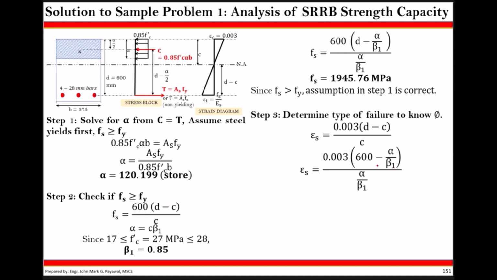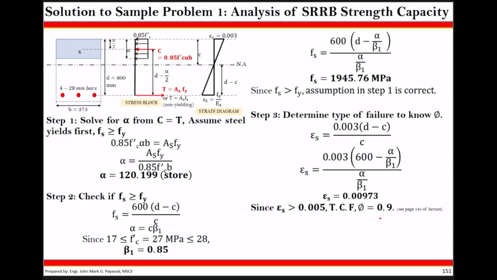When you're computing for the exact value, you need to use the stored value for alpha, which is 120.199 something. And then beta 1 is 0.85. Please pause the video if needed and see what would be your value for E sub S. Assuming that you have computed E sub S, this would be your value, 0.00973. This is to be compared to determine tension control, compression control, or transition failure. Here, we can just say that since E sub S is greater than 0.005, it is tension controlled failure. The reduction factor is 0.9.